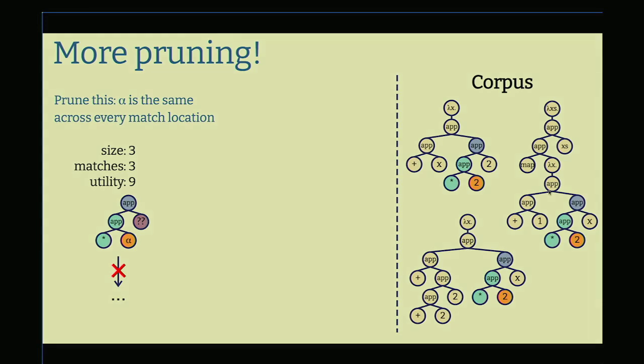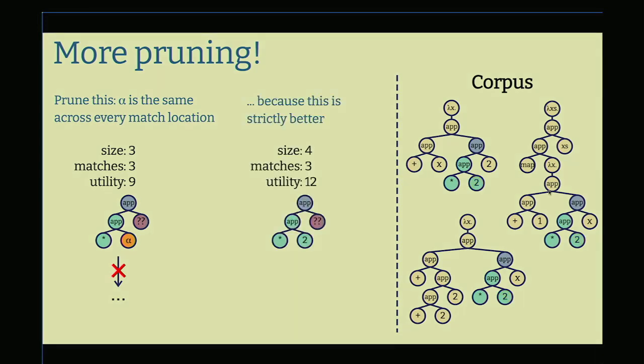And the reason is because we know that in the search space, a better abstraction exists. And it's this one, which just inlines that alpha to be a 2. This is a slightly larger abstraction, and it matches at all the same locations, and for any way of expanding the abstraction on the left, you can also expand the abstraction on the right in the same way to get something that's just strictly better.